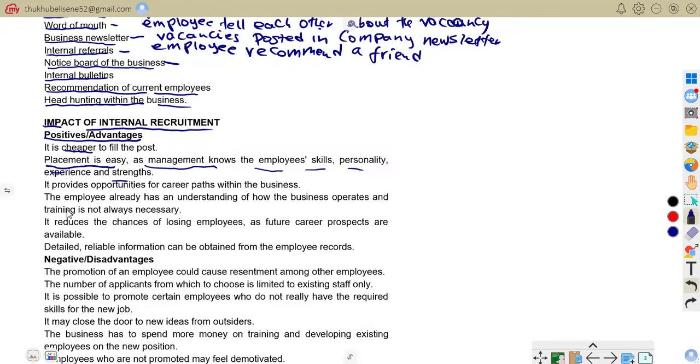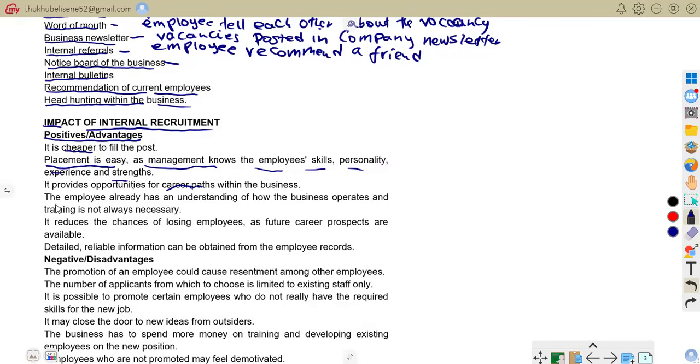Also, it provides opportunities for career paths within the business. Staff see chances for growth. For example, an intern becomes a full-time accountant. You see, that is why we say it provides opportunities for career paths.